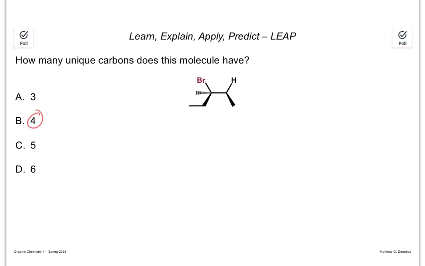Correct answer is 4. Don't get distracted by that wedge that's drawn. That may lead you to believe that that side chain has unique carbons because it's showing that proton specifically, and then it's showing that thing as a wedge.